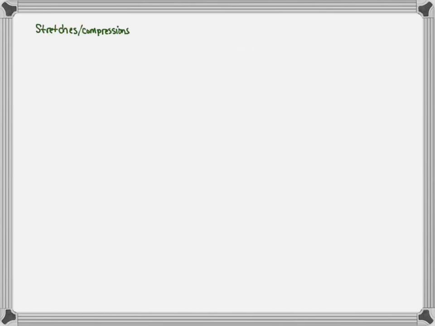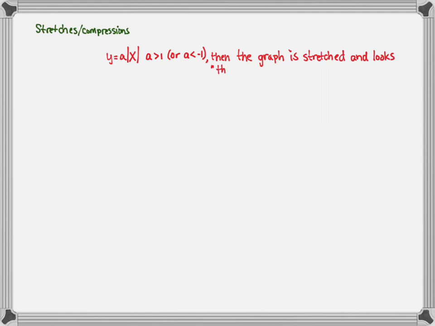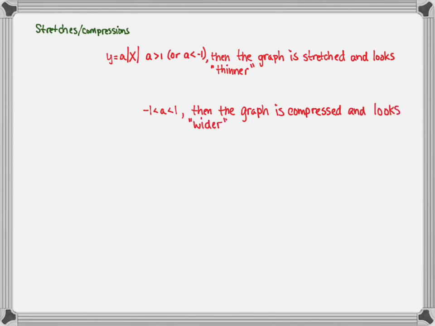Okay, let's look at stretches and compressions. So first we'll look at y equals a times the absolute value of x. Here, when a is greater than 1 or a is less than negative 1, then the graph is stretched vertically and looks thinner. If a is between negative 1 and 1, then the graph is compressed vertically and looks wider.